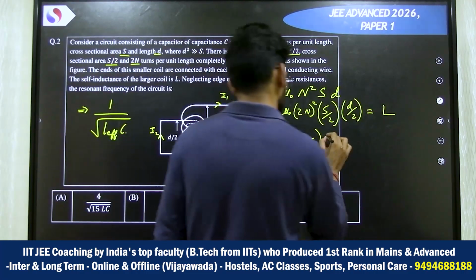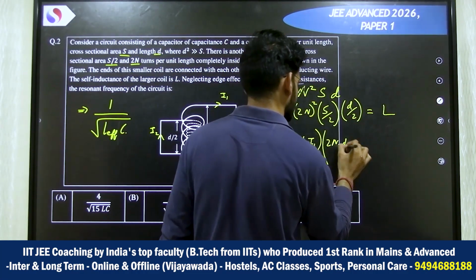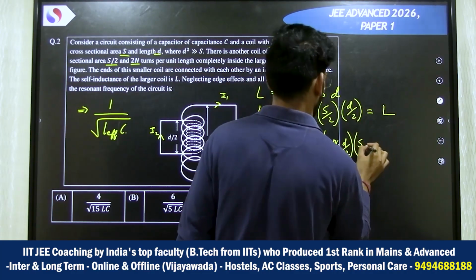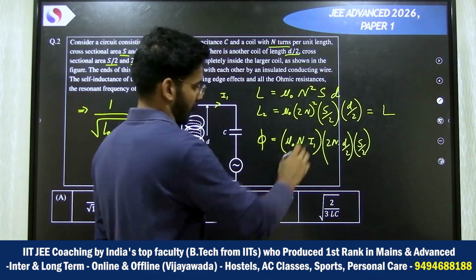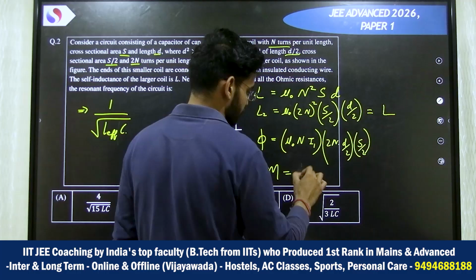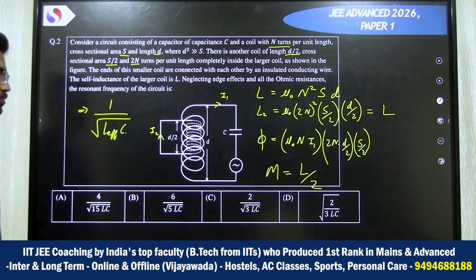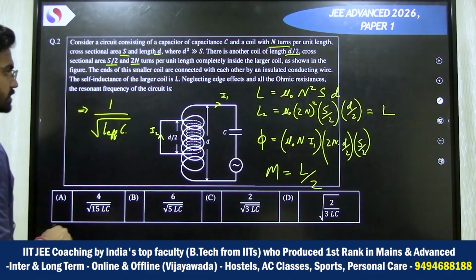Now for the flux, we know 2n turns per unit length into length D by 2, into area of cross section S by 2. The factor of 2 cancels out, and a factor of 2 remains. I1 will come outside, then the mutual inductance will come, and that will be just divided by 2, which means it is L by 2. So the mutual inductance of these two coils is self inductance by 2, half of the self inductance.